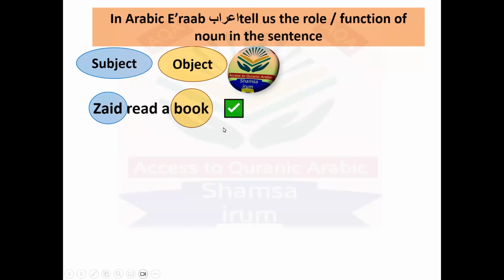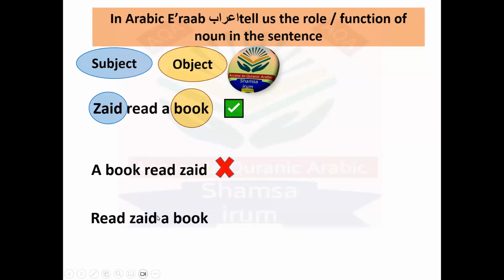This is the correct sentence. But if I change the word order in this English sentence: a book read Zaid. Does it make sense? No, it doesn't make any sense. It's totally wrong. If I ask what the role of the book is, it is a subject because it came at the beginning of the sentence, and Zaid is at the end, so he acts here as an object. How can the book read Zaid? So it is a wrong sentence. It doesn't make any sense.